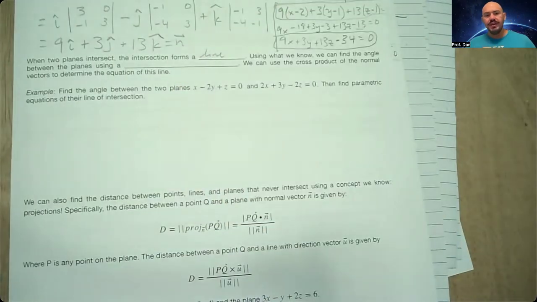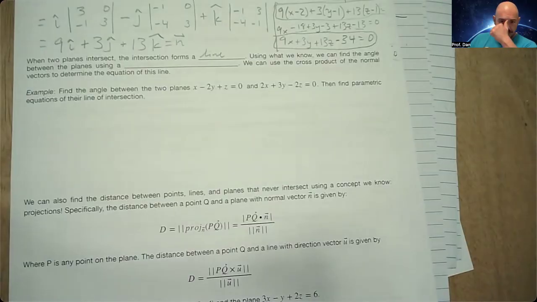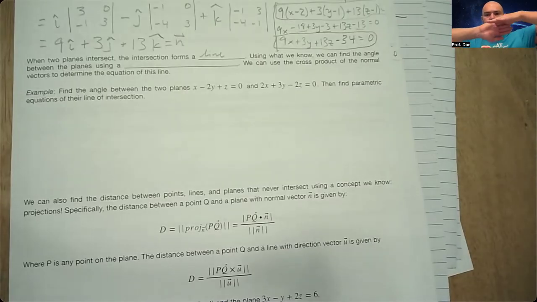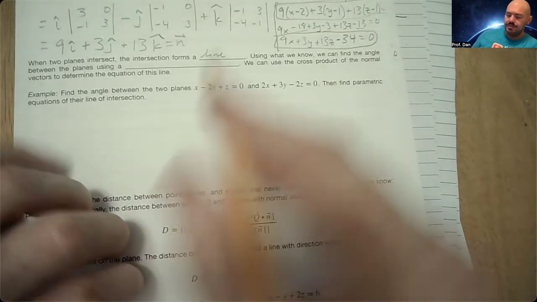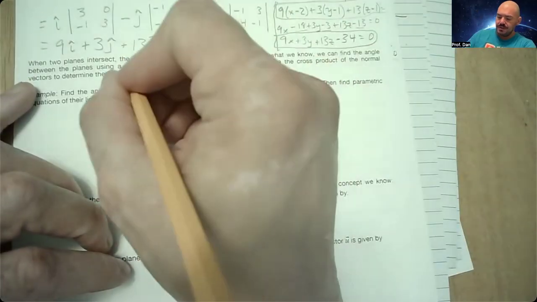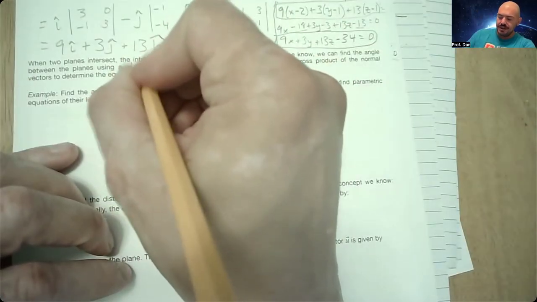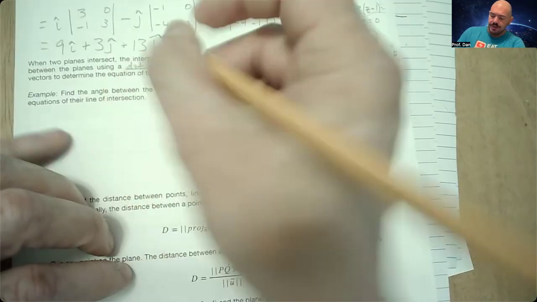So you remember all the graphs that you learned in two dimensions, in the XY plane, when they intersect, it always intersects at one point, or maybe even multiple points. Right here, though, when we have two planes that intersect, it forms a line. Using what we know, we can actually find the angle between the planes using a dot product, right?